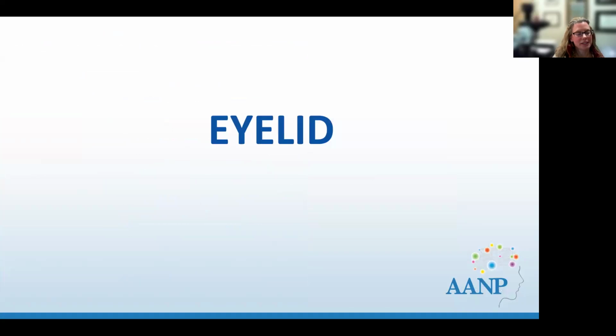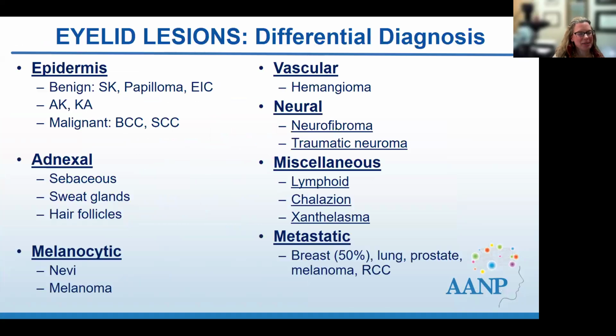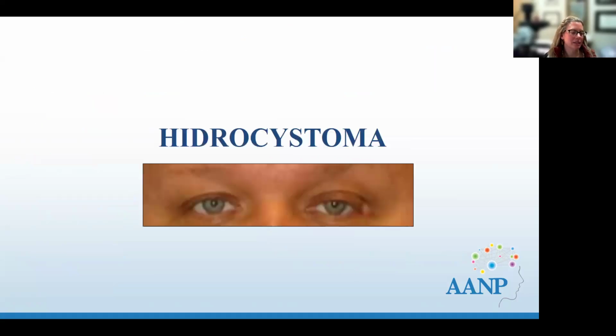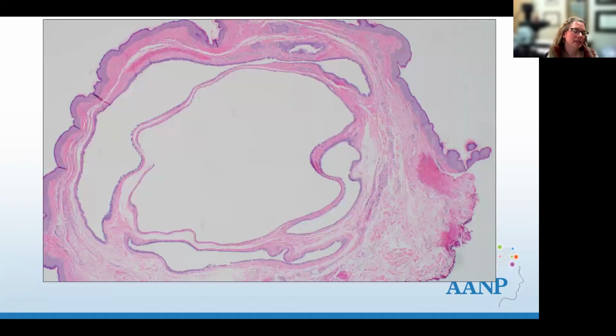All right, so eyelid. So we're gonna go fast through these. Of course, eyelid includes everything that's there, all the adnexal structures, melanocytic lesions, and so I have a group of cystic type lesions that kind of compare and contrast. So that's what we're going to look at. Thinking about a patient where it's a cystic eyelid mass that they send to you. So hydrocystoma is a benign cystic lesion that looks like this.